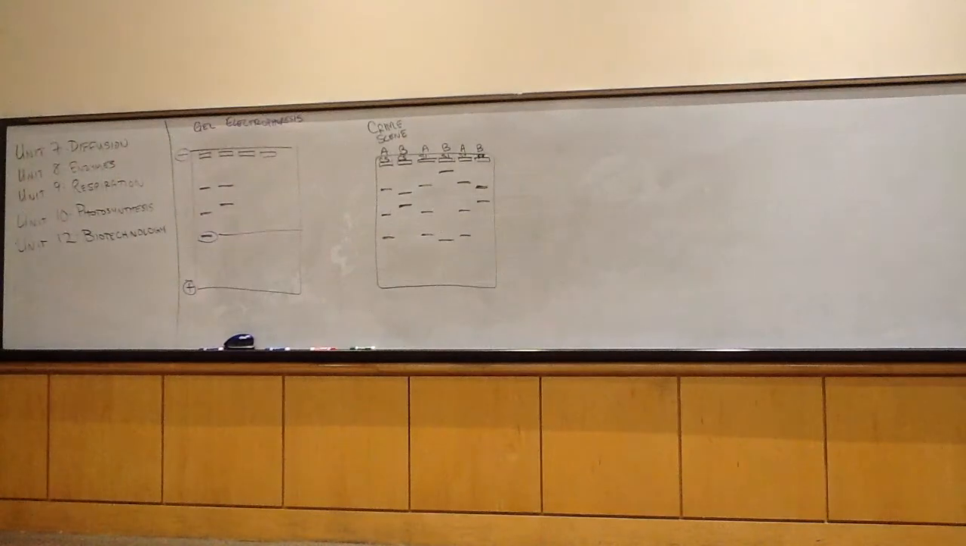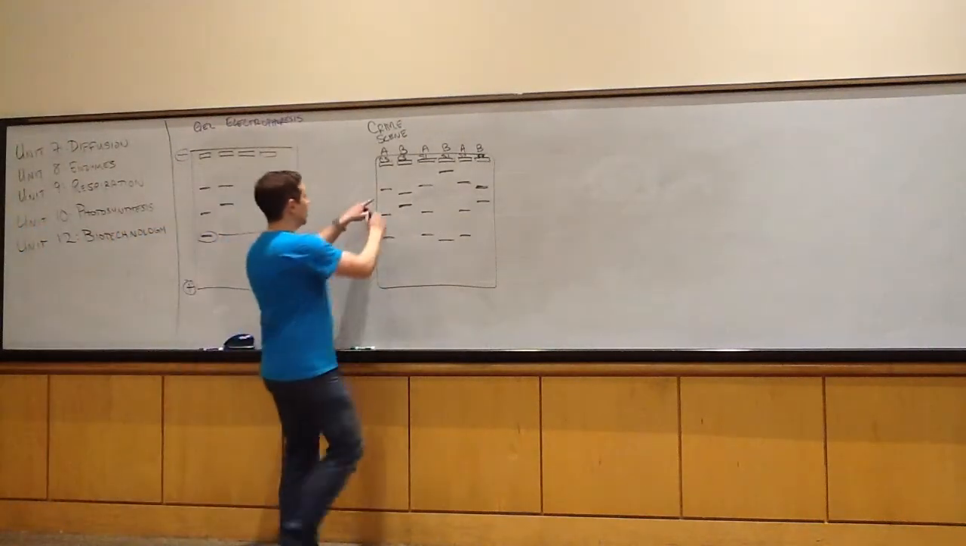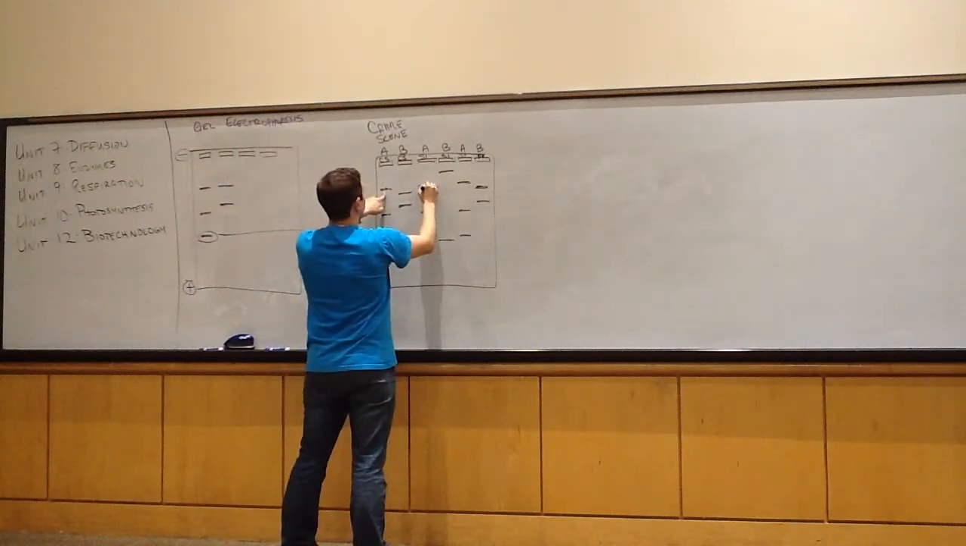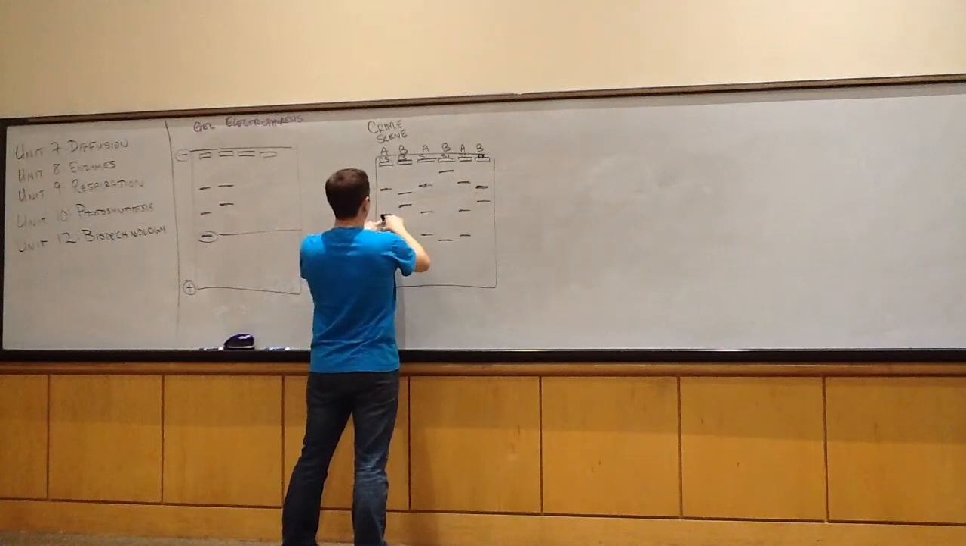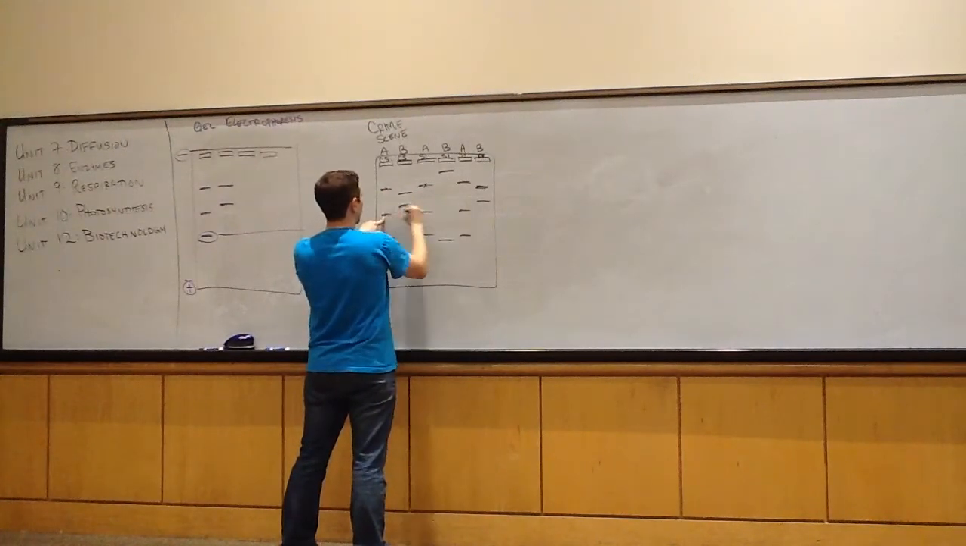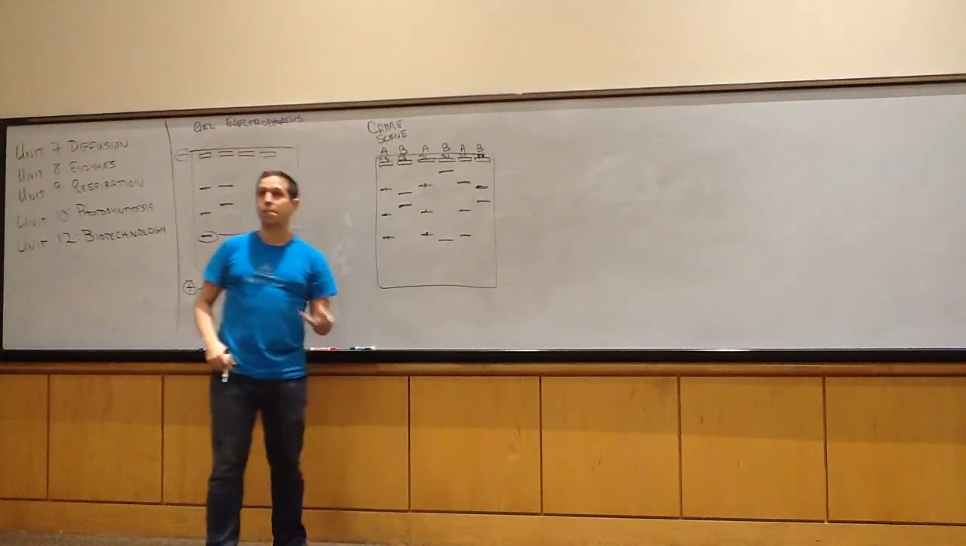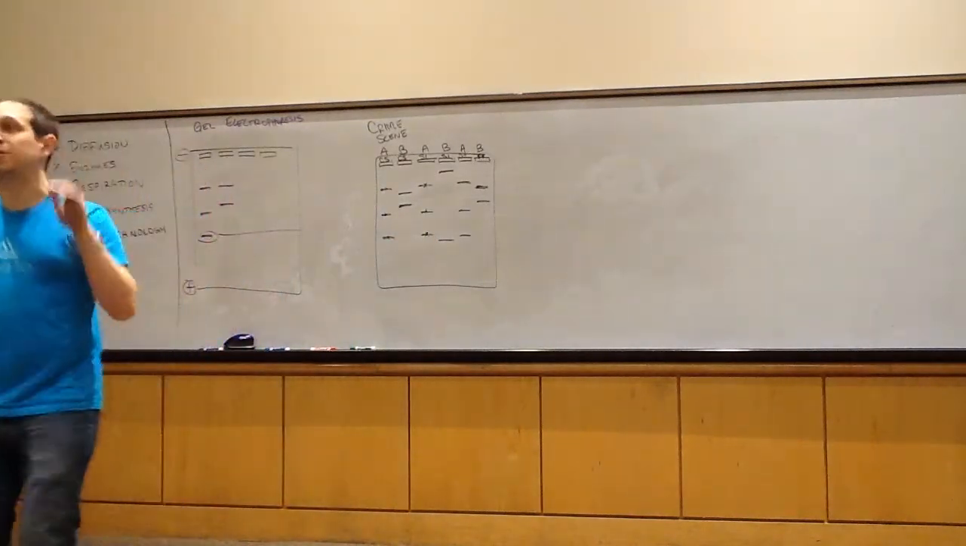Questions, concerns about crime scene investigation? Essentially what you should do on the exam is start band by band and say, does suspect 1 have this band? Yes or no? Does suspect 1 have this band? Yes or no? If at any point in time you get the answer no, that person is not the guilty party.